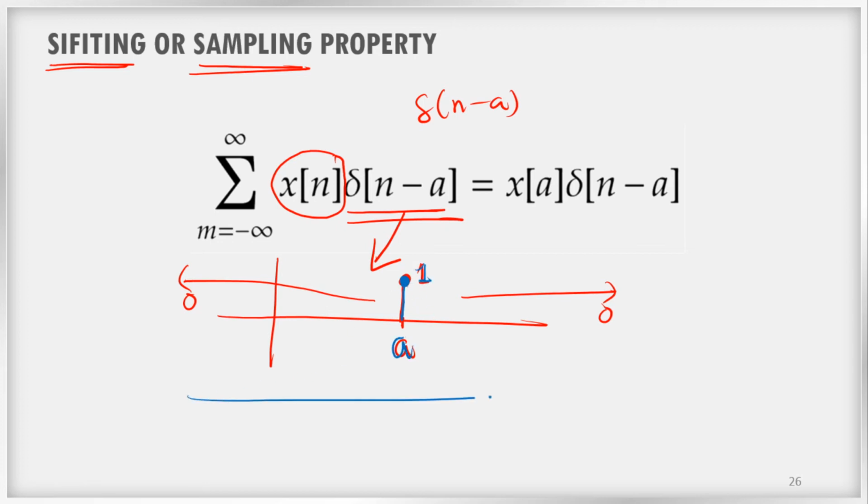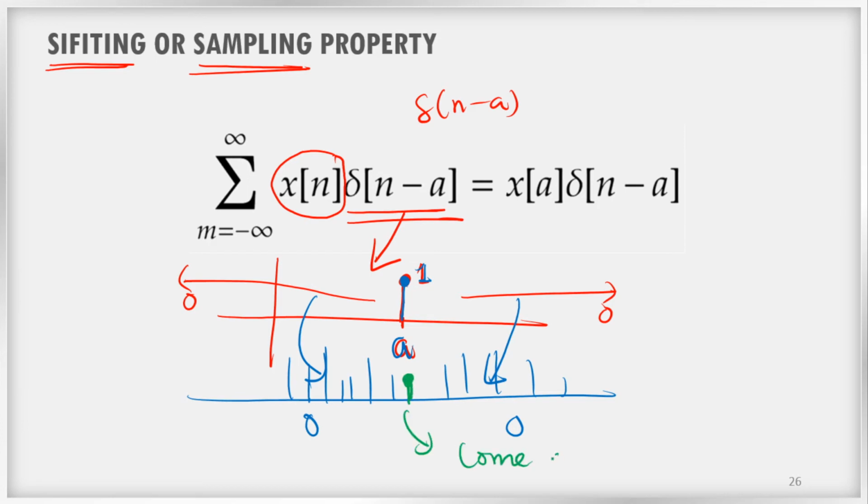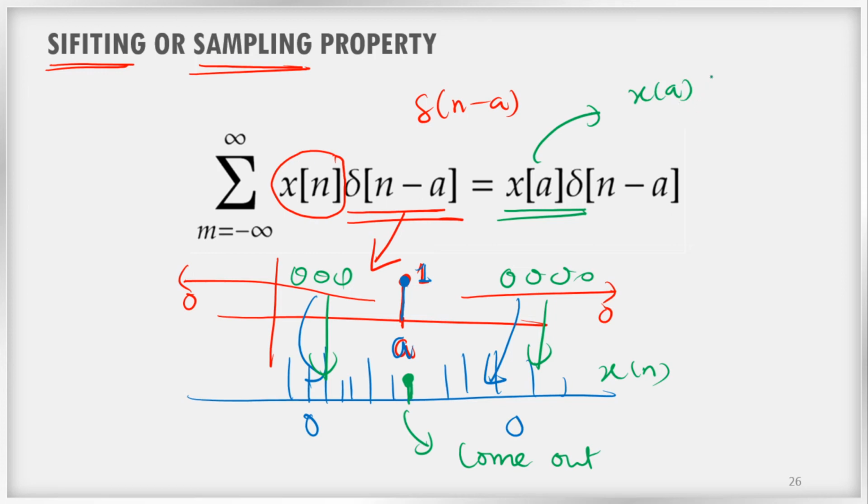Now if I multiply that with any signal, what happens? All the other values become 0 because of this impulse signal, and I will get the value of the signal corresponding to the index a. Only this value will come out from the signal x of n, because when we multiply, all zeros multiply with the other samples in the original signal and they become 0, and only the sample located at a, that is x of a, multiplied with del of n minus a comes out. So only one sample will come out.